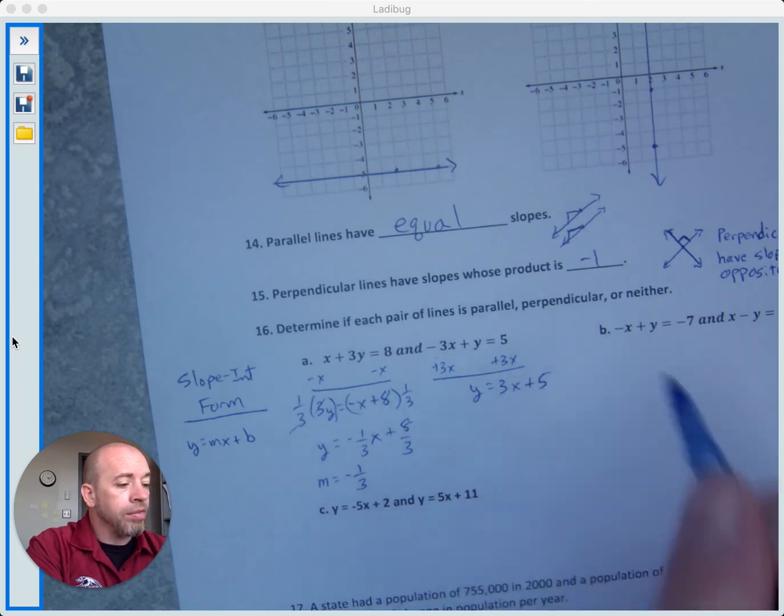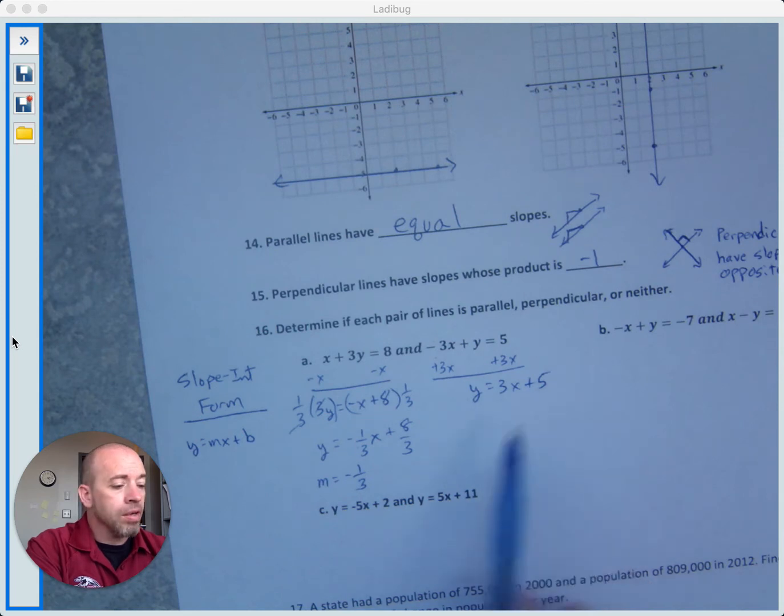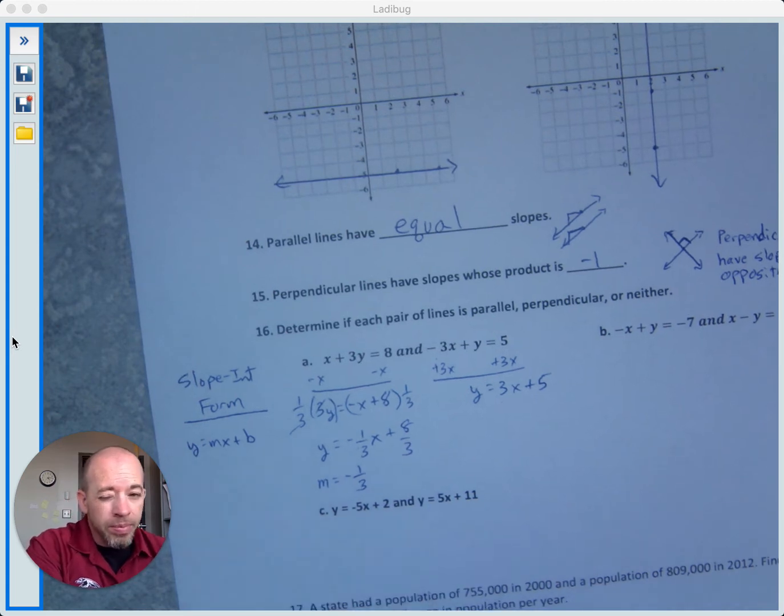Well, that one was kind of easy, right? So we're in slope-intercept form. y equals mx plus b. Here we're in slope-intercept form, y equals mx plus b. And we'll talk about what that little b tells us in a little bit.